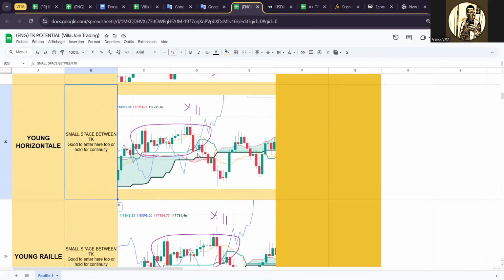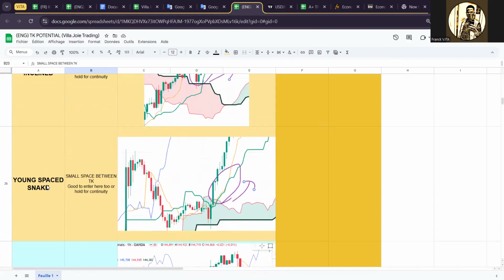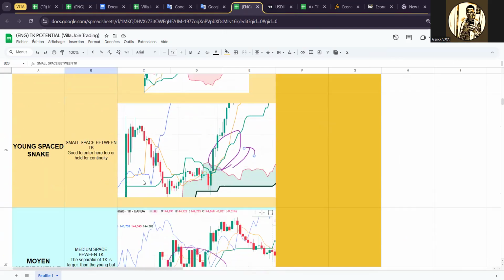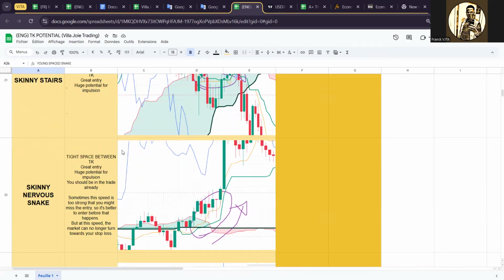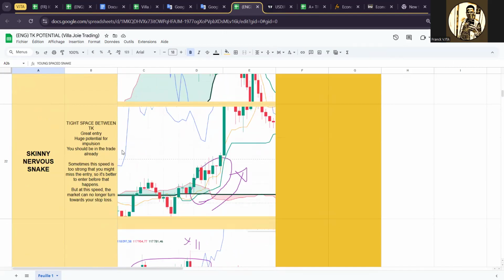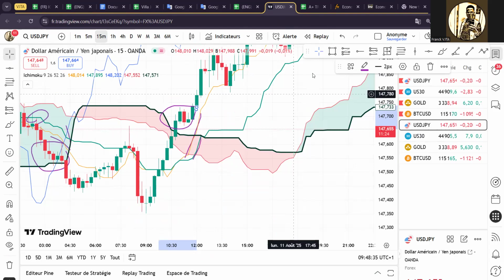So next is the yon. There is a yon horizontal, yon rail, and yon space incline. Let me start with these yon space snakes, or not. Anyway, let me start with yon horizontal. This yon, for example, you can have an opportunity to enter just right here in this yon. You can have an opportunity to enter in this yon.